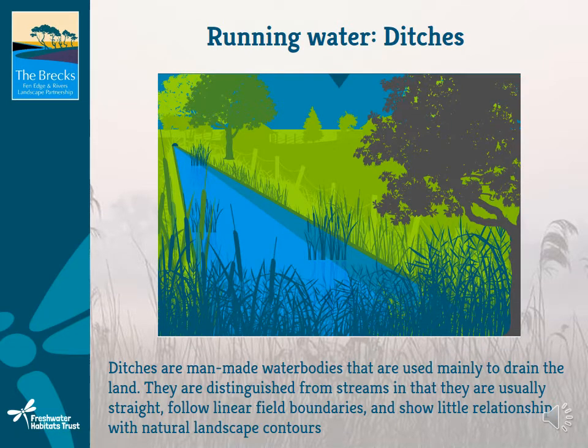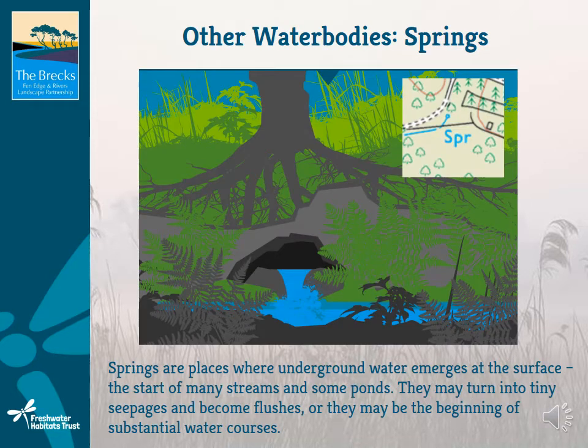Ditches are man-made water bodies that are used mainly to drain the land. They are distinguished from streams in that they are usually straight and follow linear field boundaries and show little relationship with the natural landscape contours. Other water bodies you may come across: springs. Springs are places where underground water emerges at the surface, the start of many streams and other ponds. They may turn into tiny seepages and become flushes, or they may be the beginning of a substantial watercourse.